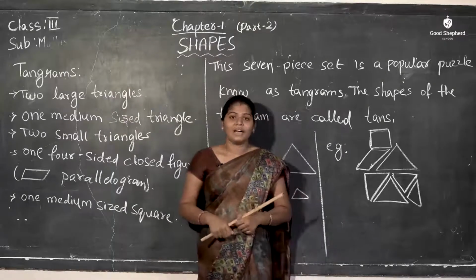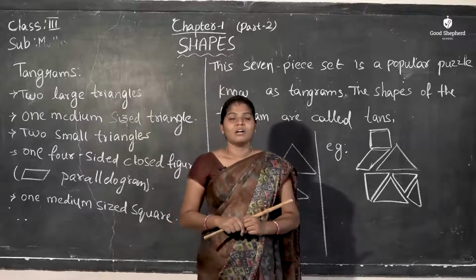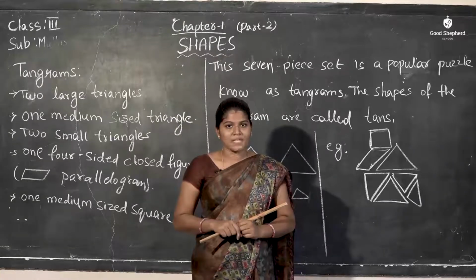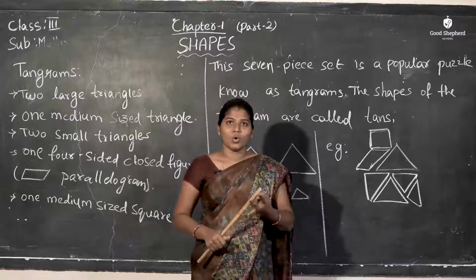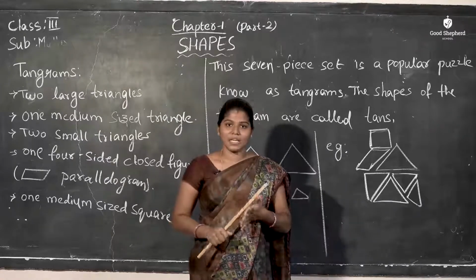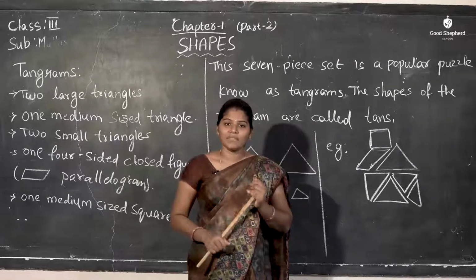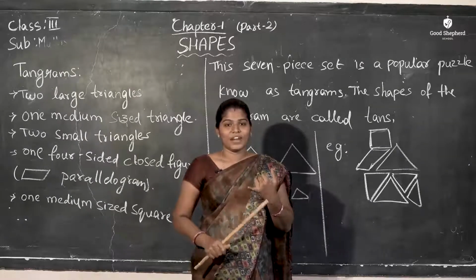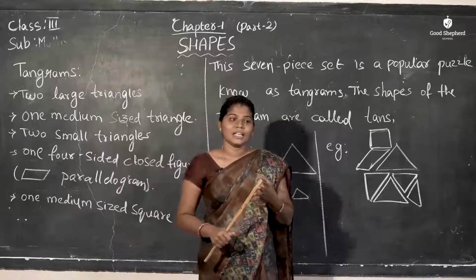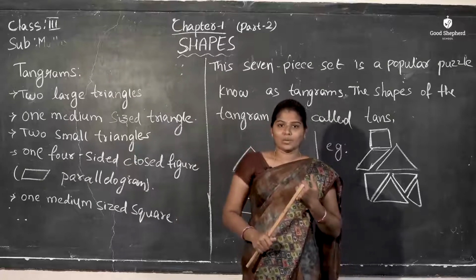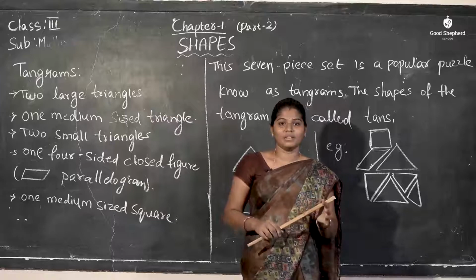By this we have ended our first chapter. What you have learned in the first chapter is solid shapes. Examples of solid shapes are cube, cuboid, cone, cylinder and sphere. These are 5 solid shapes. For this you have learned flat faces, edges and vertices. And next you have learned open and closed figures and tangrams. Okay children, we will meet in the next class.